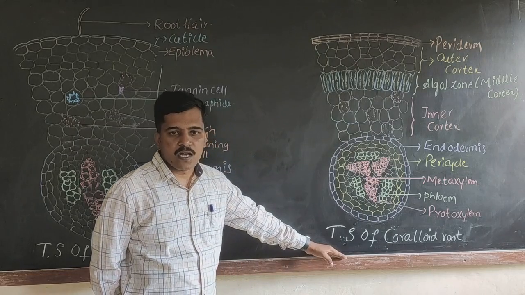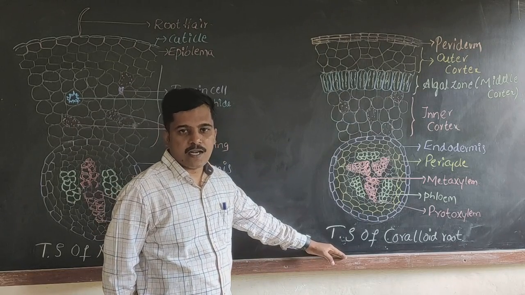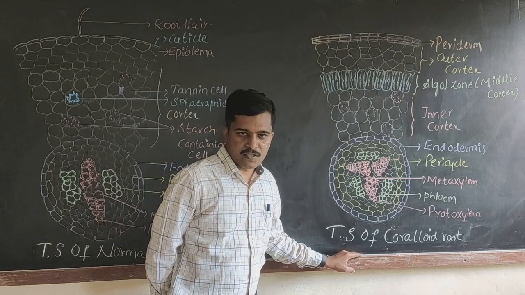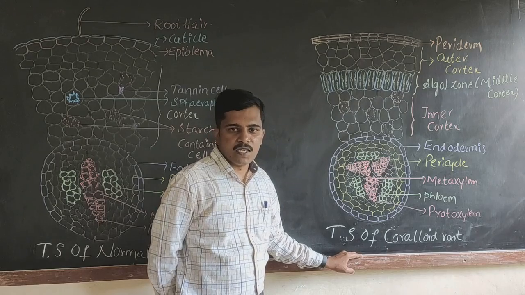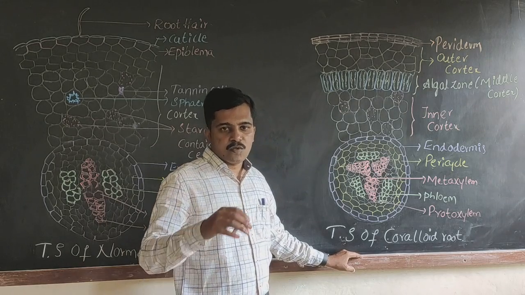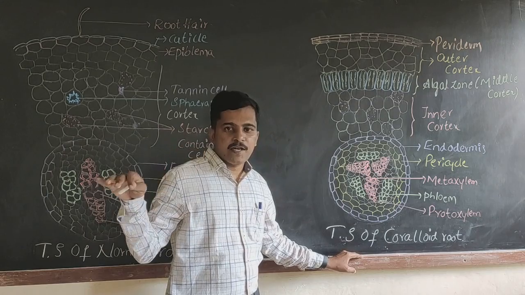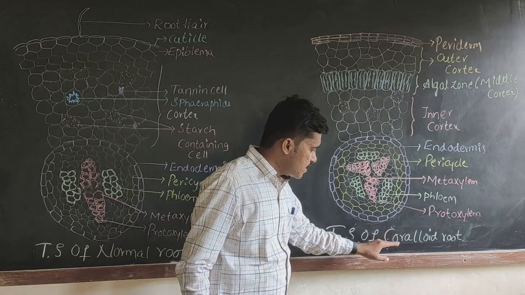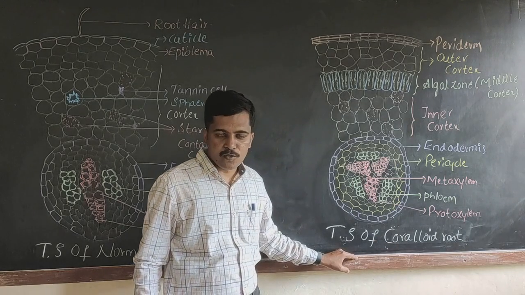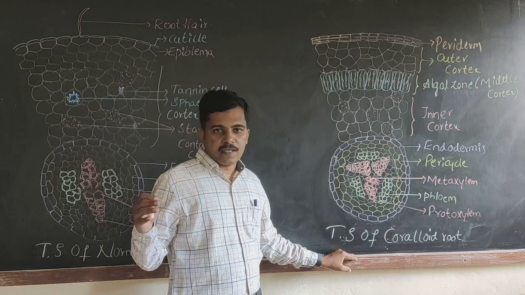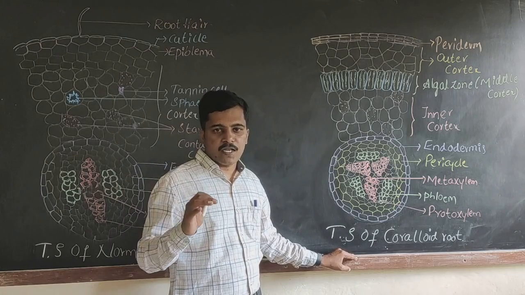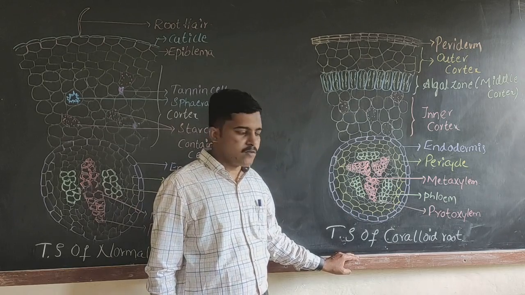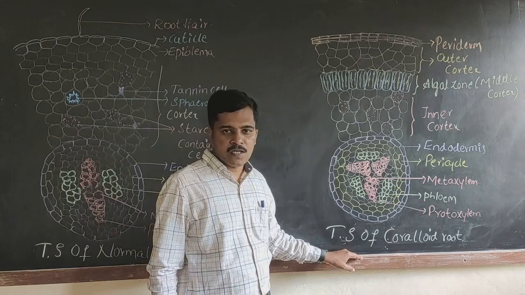These coralloid roots are apogeotropic, that is, negatively geotropic in nature. They are present on the surface of the soil, or they develop from the normal taproot system, usually on the surface of the soil. They are known as coralloid roots because the mass of the roots appears like the corals present in the sea.